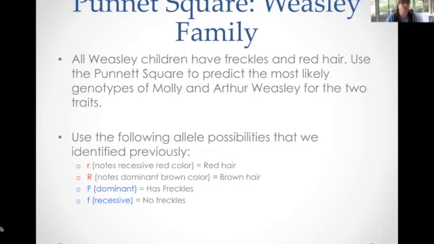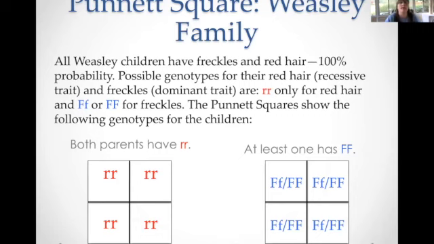Now, we've just talked about freckles and red hair. Mentioned about the Weasley family, them all having freckles and red hair. So we're going to take a look at that. Now, both parents have to be homozygous recessive. Have to, because mom and dad both have red hair. And if both of them have red hair, they have to be homozygous recessive. So that makes the hair part super easy. The freckles, however, take a little bit more.